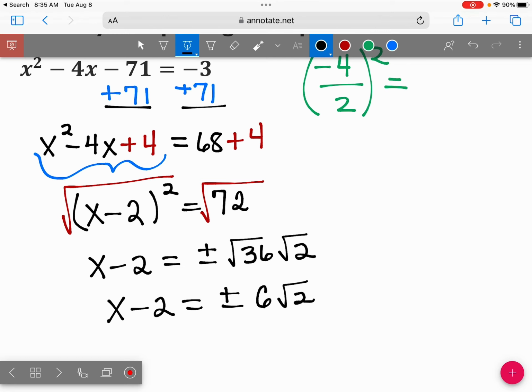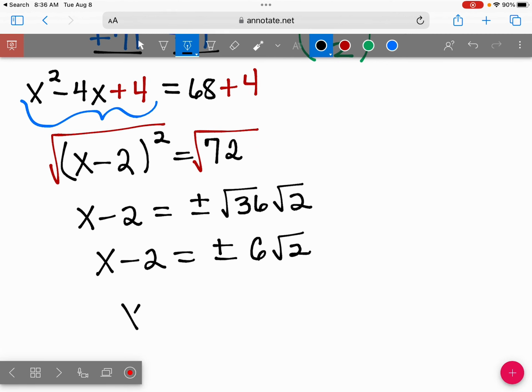So my last step is to get rid of the negative 2. How would I get rid of the negative 2? Add it. Now again, I'm not adding it to the 6, and I'm not adding it to that 2. That 2 is going to come right here, right in front of that plus or minus. So your final answer is X equals 2 plus or minus 6 root 2.